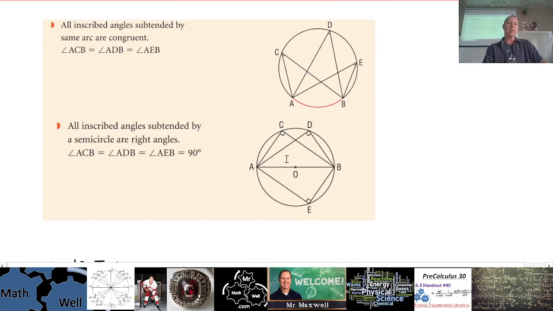Special case. If you have a central angle that's 180, and that is a diameter, any inscribed angle here would be half of 180, or 90.